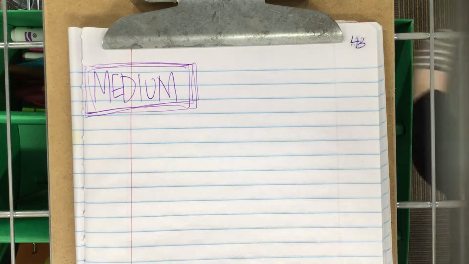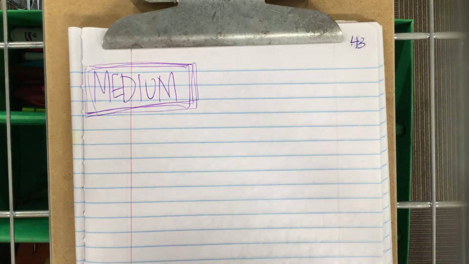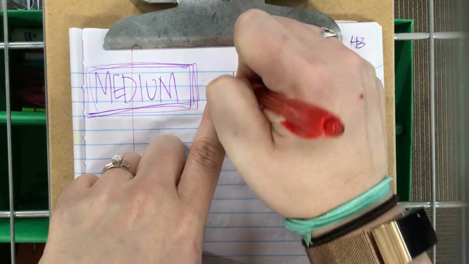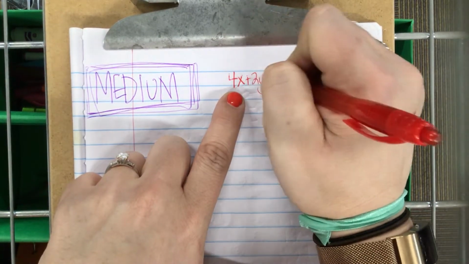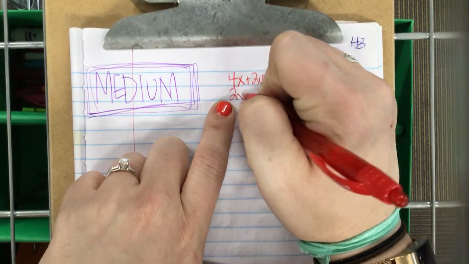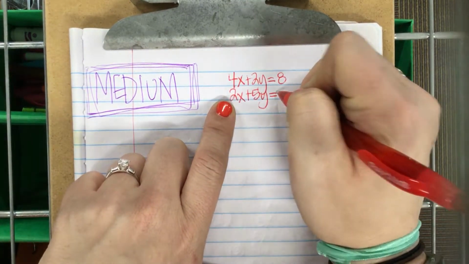Medium problems. Are you ready? I'm going to show you a medium problem. 4x plus 2y equals 8, and 2x plus 5y equals negative 2.